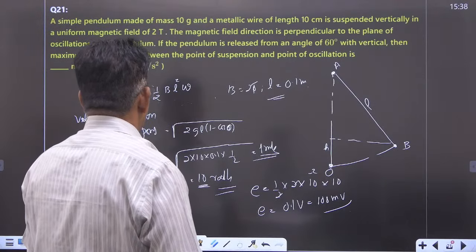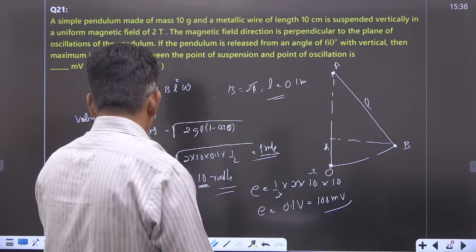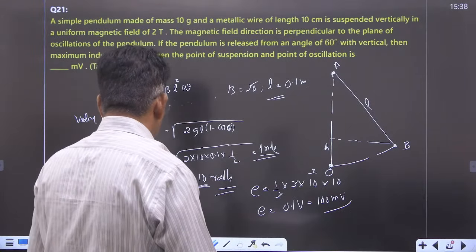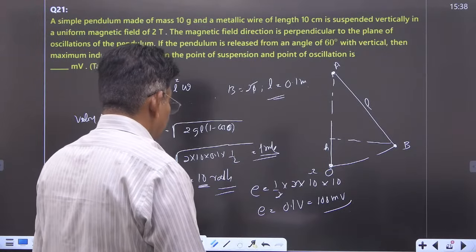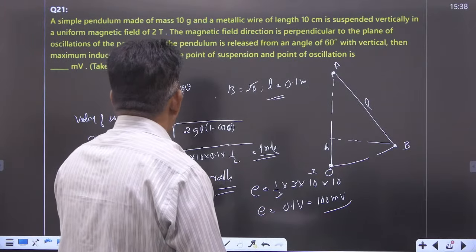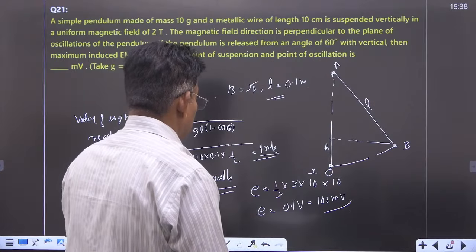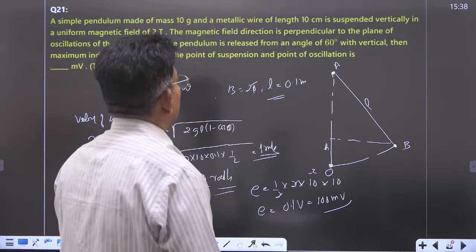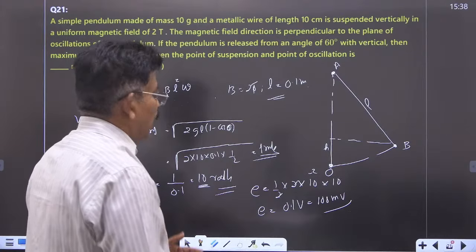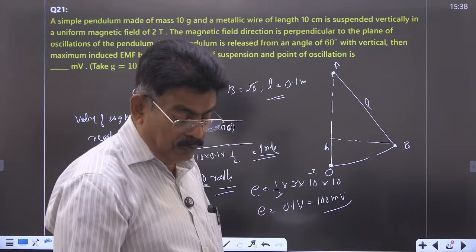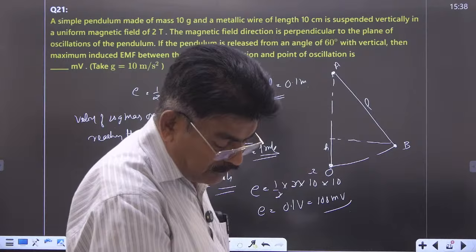Was any mistake made in your calculation? This is 1 meter per second. Omega is equal to v by r, which is 1 by 0.1, that is 10 radians per second. Therefore, half B, 10 to the power of minus 2, into omega, the 2 gets cancelled. It is coming correct. Okay, our calculation is correct. This is a method. The answer given may be different. I think no mistake was made.